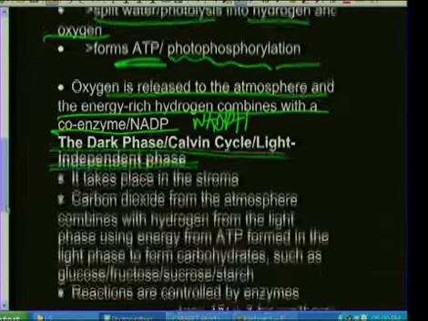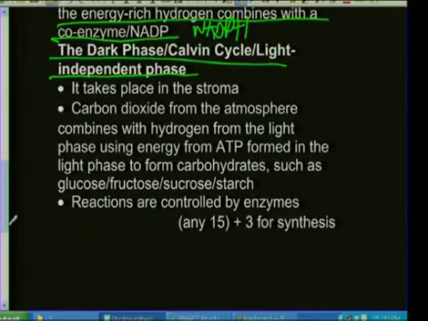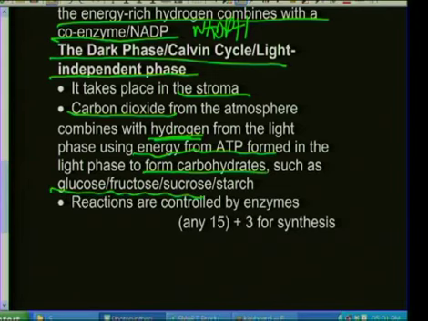Then we go on to explain the dark phase. It takes place in the stroma. Carbon dioxide from the atmosphere combines with the hydrogen from the light phase, using energy from the ATP that came from the light phase, to form carbohydrates such as glucose, fructose, sucrose, starch. All these reactions are controlled by enzymes.